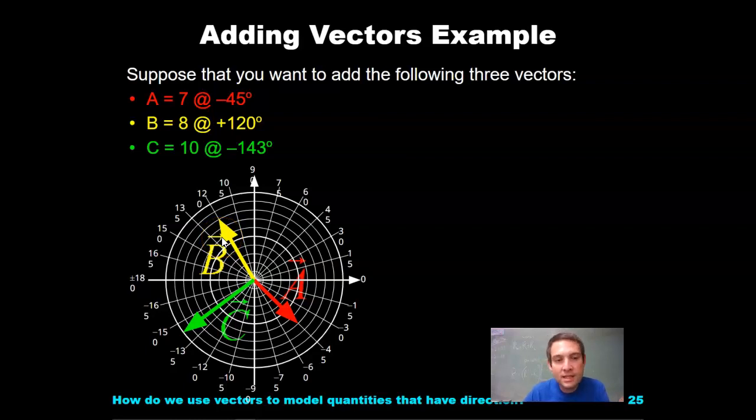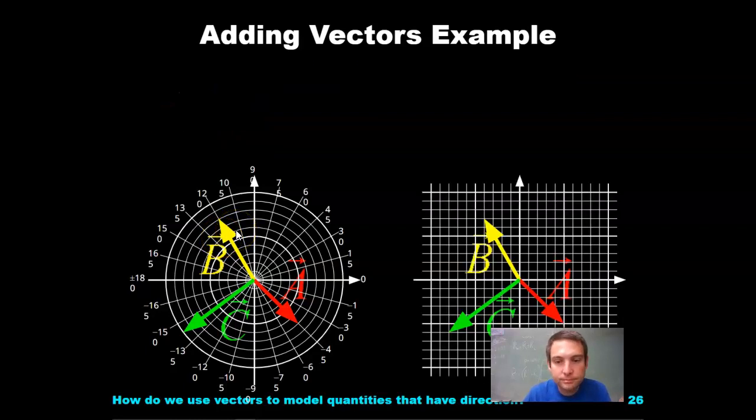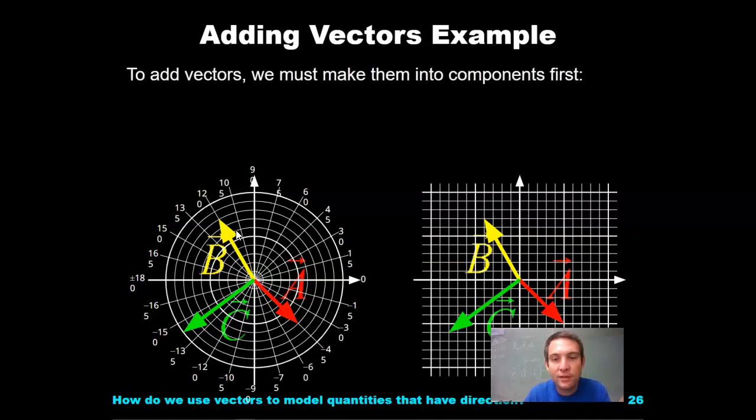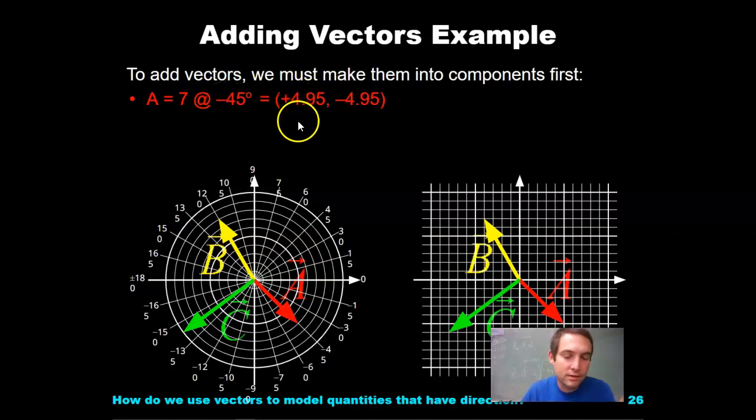What if we wanted to add these three vectors? To add vectors, we have to make them into components first. A equals 7 at negative 45. So to get the x component, we do magnitude cosine theta. To get the y component, magnitude sine theta. At 45 degrees, the angle is split, so you get the same number.